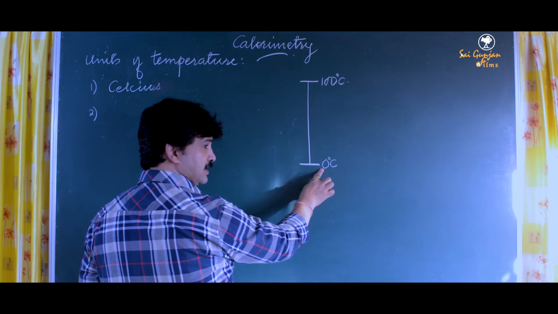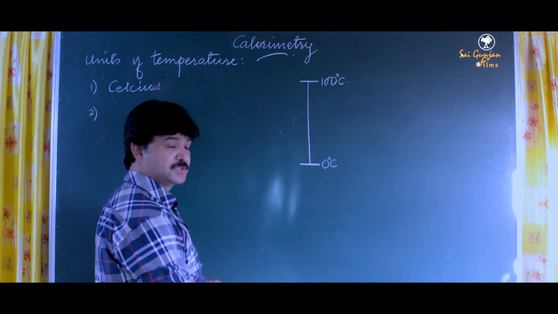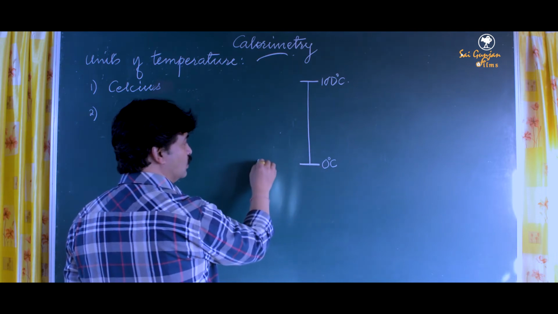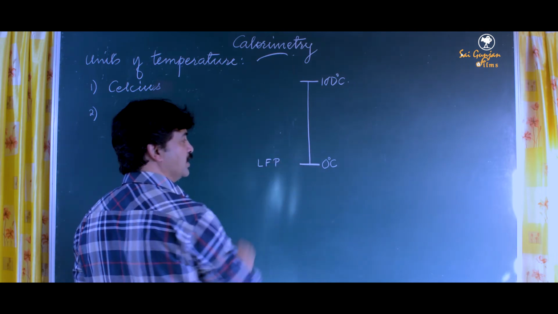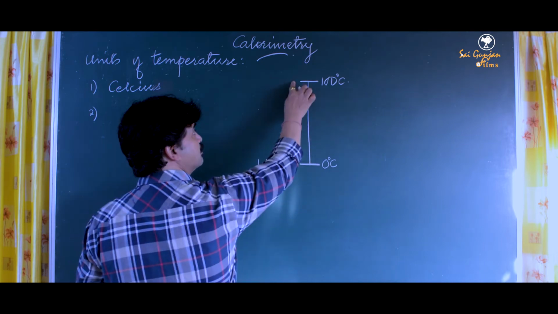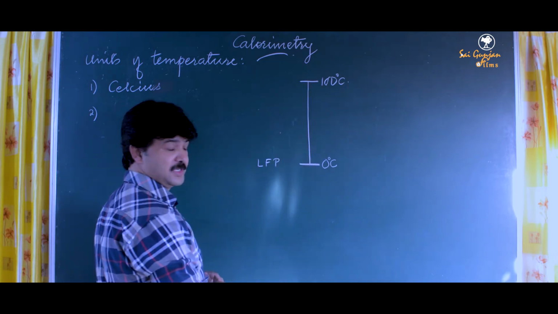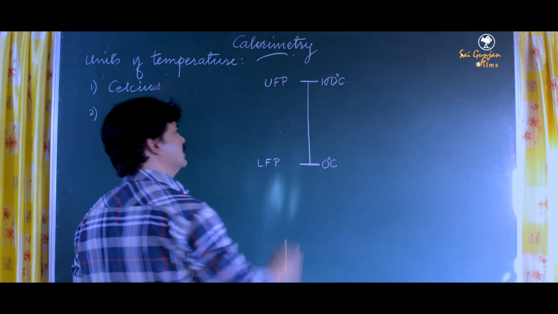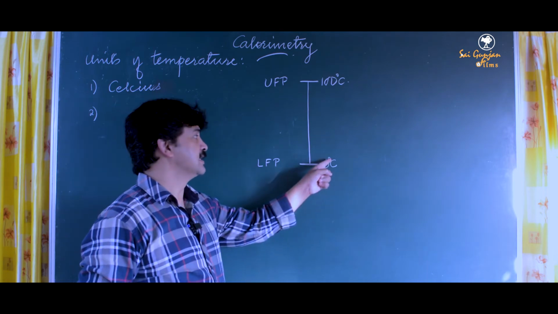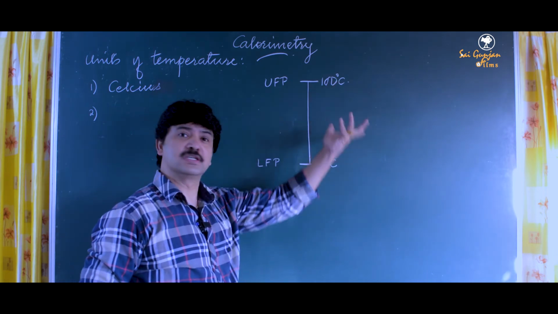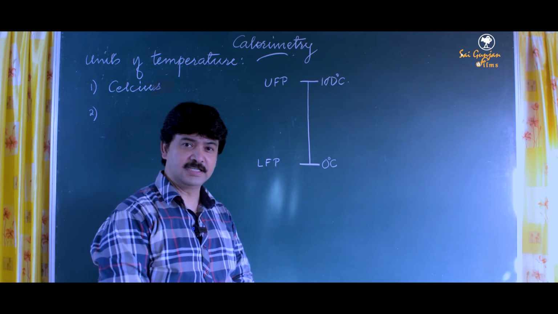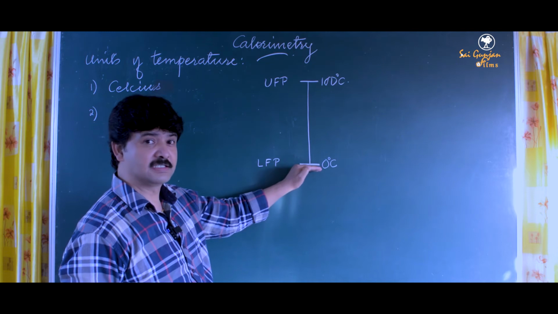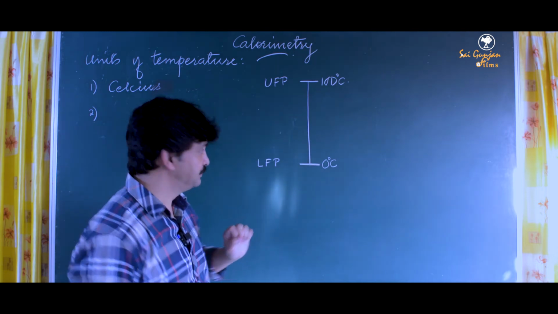So this temperature at which pure water freezes into ice at normal pressure is known as the lower fixed point. And this temperature at which pure water boils under normal pressure is known as the upper fixed point. This way we express the temperature in degree Celsius or degree centigrade. Alright, now look at this. In this particular scale, the temperature starts with 0 degrees Celsius, isn't it?